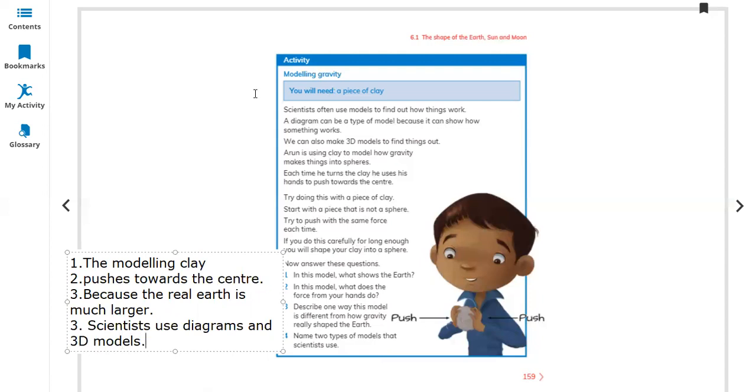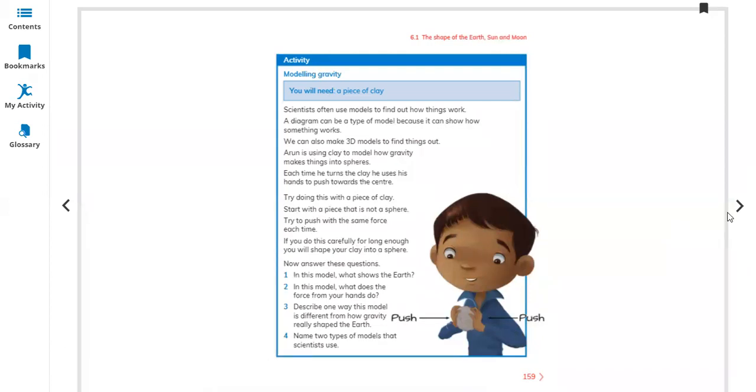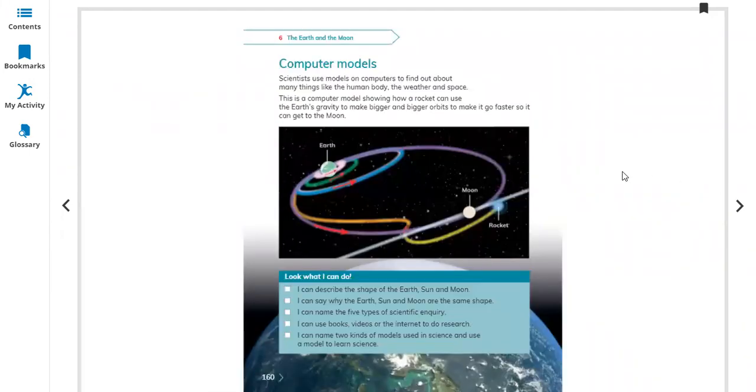Let's move to page number 160 from your Math Science Learner's Book for Grade 3. Computer models: scientists use models on computers to find out about many things like the human body, the weather, and space. This is a computer model showing how a rocket can use Earth's gravity to make bigger and bigger orbits to make it go faster so it can get to the Moon.